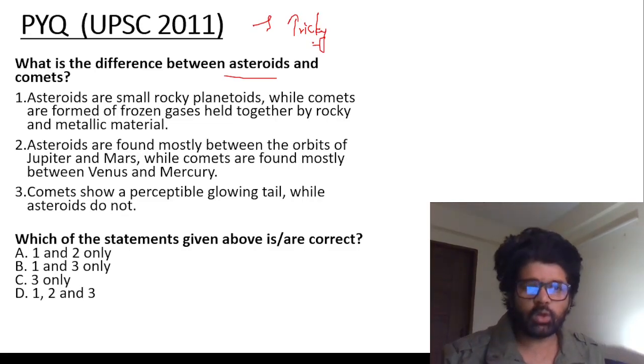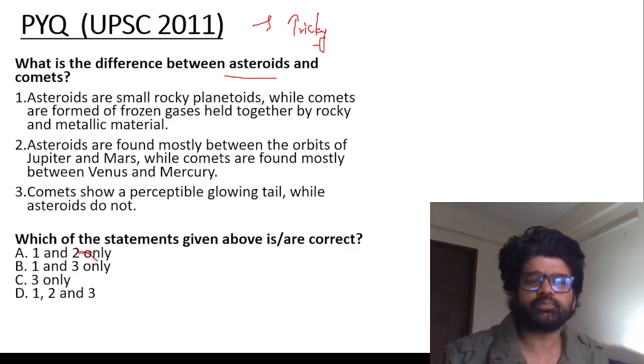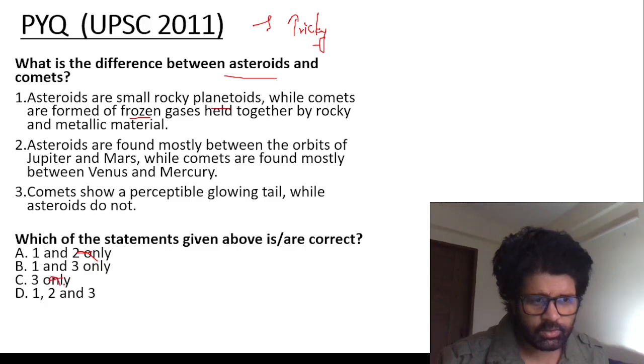So comets show a perceptible glowing tail. That is correct. So if third is correct, one is gone. Asteroids are small rocky planetoids similar to planets. Comets are formed of frozen gases. Yeah, that is correct. So first is correct. C is gone. Now you're left with B. Now you have to check second one.